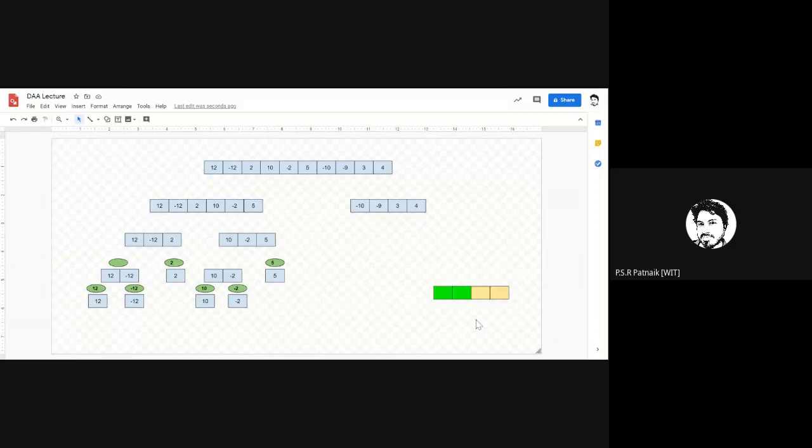Now I need to do some computations which will tell me whether your maximum sum for this entire subarray lies only on the left side, or only on the right side, or somewhere in the middle, wherein it's a combination of some left and some right. So that trick I need to solve for that. Okay.